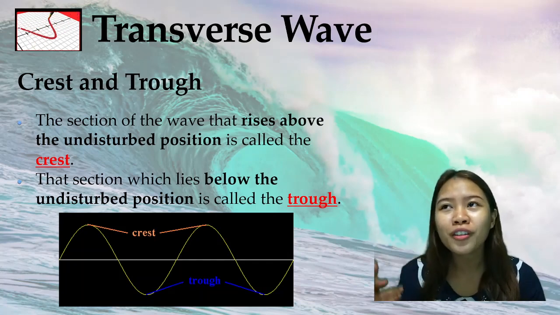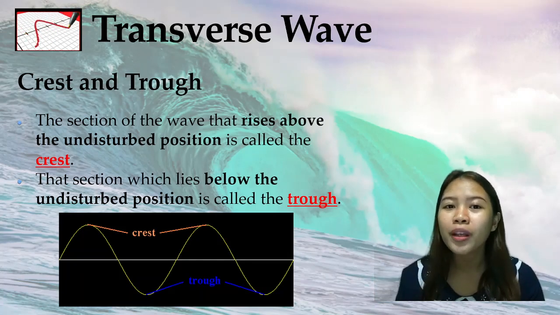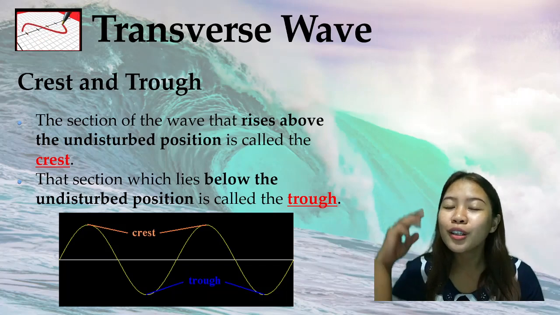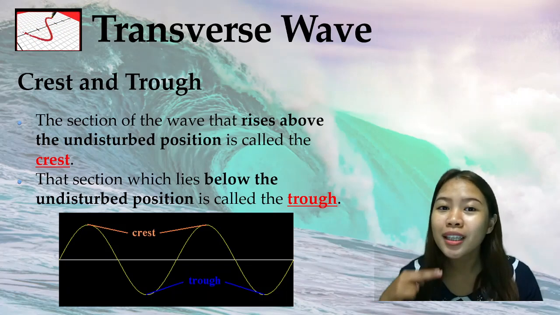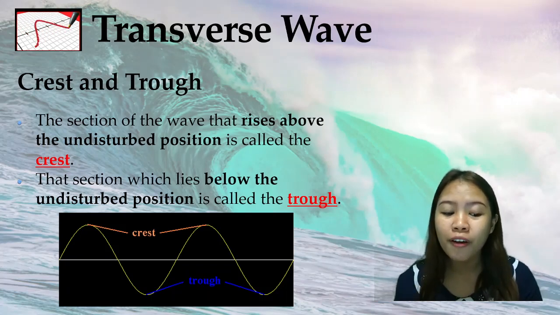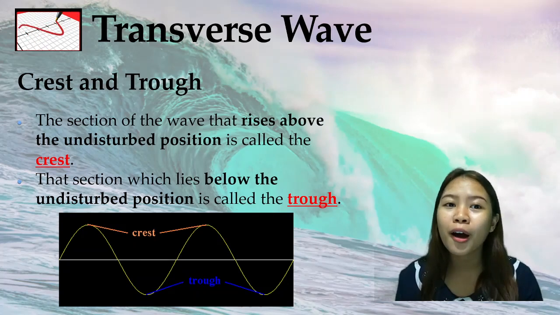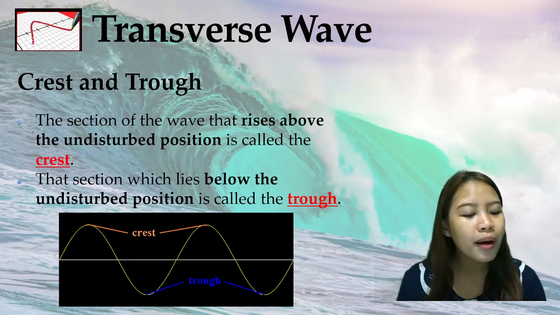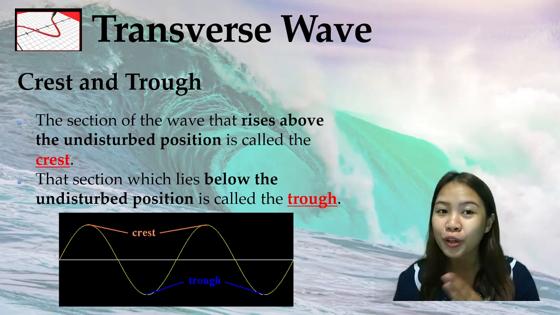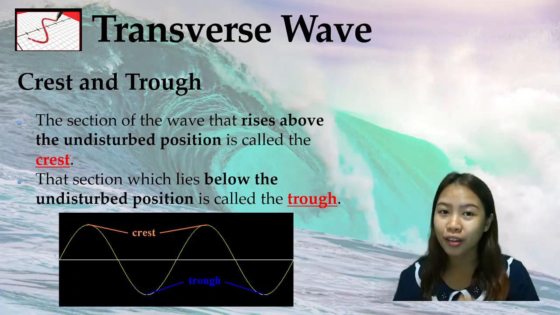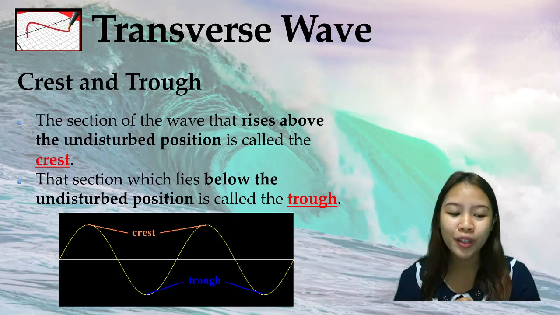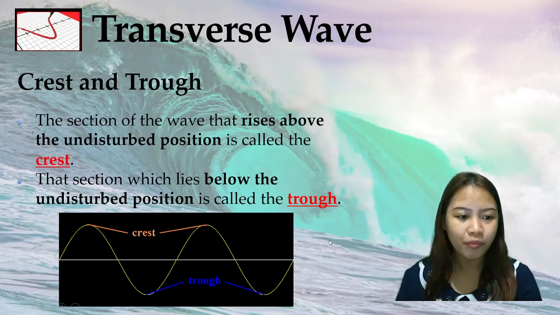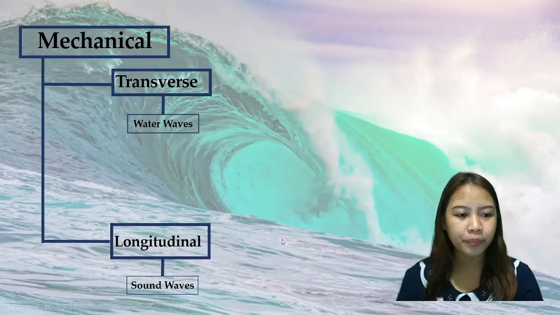Kumbaga, ano gani ang first letter ni trough? Letter T. So, nauna si C, naulihi si T. So, meaning si T, ara siya sa dalom. So, si trough, ara siya sa below the undisturbed position. So, C sa babaw, T sa dalom. Crest and trough. Okay? So, amo na siya tandaan. Okay, next.